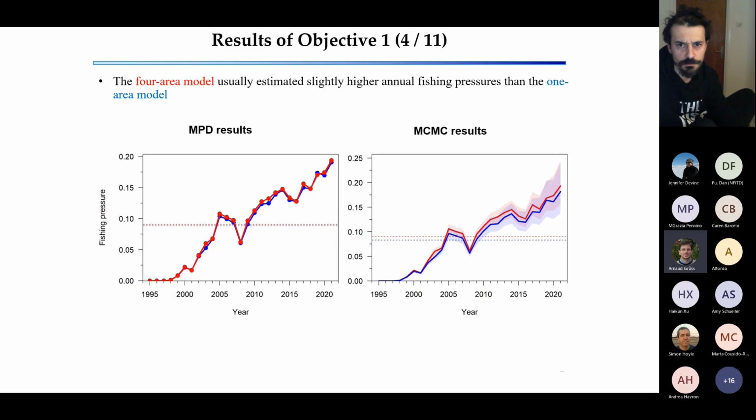So next we look at the results from the assessment models relative to fishing pressures. What we observed when we looked at MPD and MCMC results is that the 4 area model usually estimated slightly higher annual fishing pressures than the 1 area model.